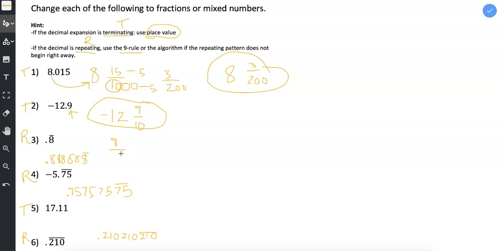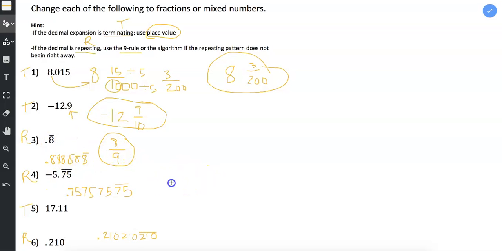The 9 rule is basically a shortcut. If this pattern is one number long, there's one number in this pattern, an 8. That's the only number in that pattern. Then you place it over 1 9. Okay, so we just wrote that repeating decimal as a fraction.